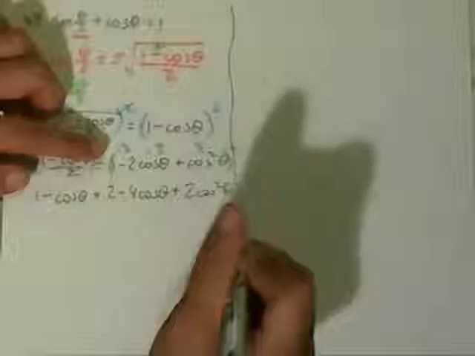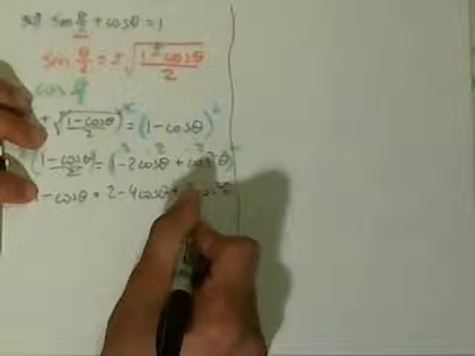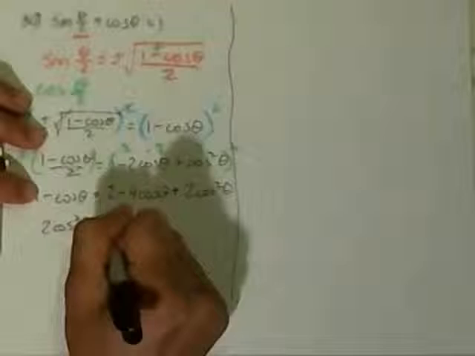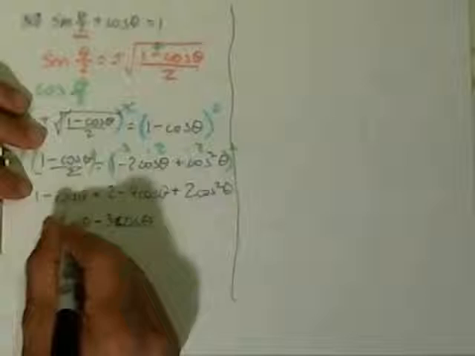I'm going to add cosine theta to here. So you end up with 2 cosine squared of theta, I'm going to add cosine theta, it's a linear term, minus 3 cosine theta, plus 1 is equal to 0. We're going to do the factoring steps again.